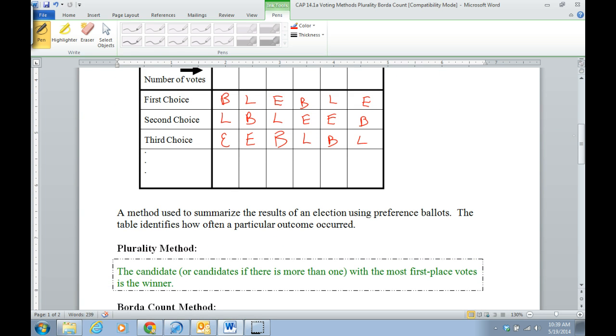First of all, plurality method. You can write this in your notes, the green part. So the plurality method says the candidate with the most first place votes is the winner.